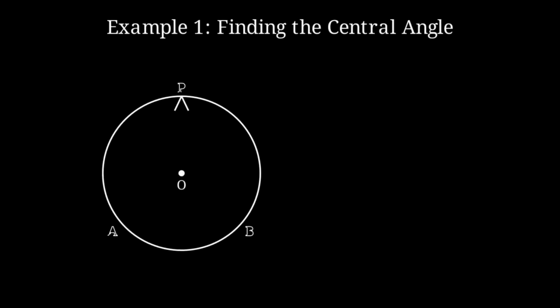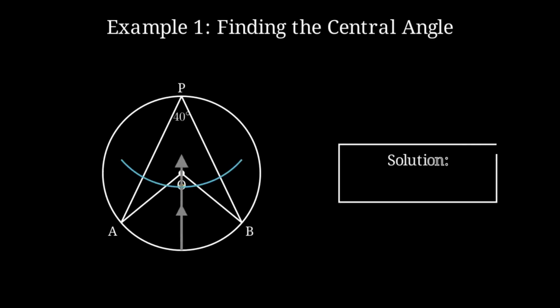Let's apply the rule. If we are given an inscribed angle of 40 degrees, what is the central angle? Since the central angle is double, we simply multiply 40 by 2 to get 80 degrees.